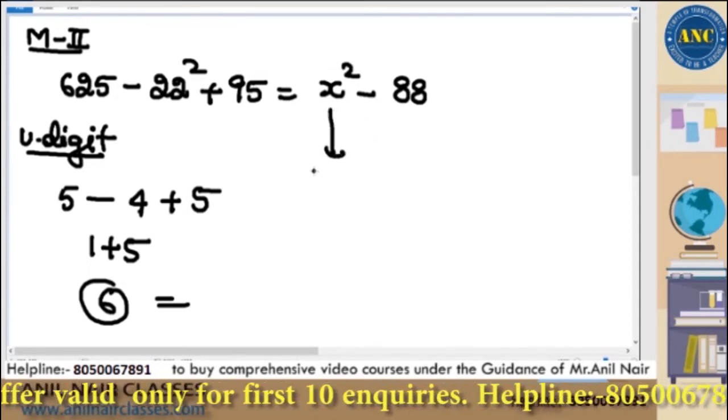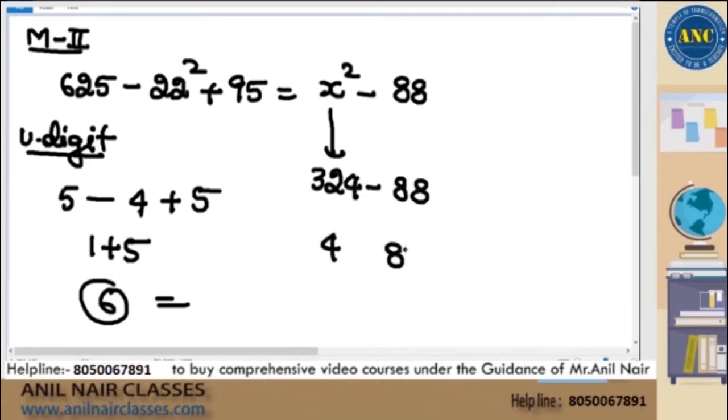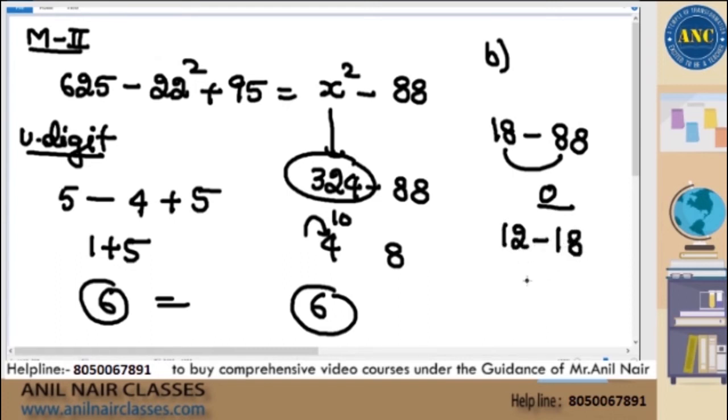So what is the answer? I took 324 minus 88. 4 will not go in 8, 10 carried. 14 minus 8 is 6. So answer is 324. I hope it is clear. If I take the first option, 18 minus 88, 8 minus 8, I will get 0. If I take the second option, 12 minus 88, 2 minus 8 will not go, it is 4. First option out, second option out. 144 and 324 already we did. 144 is incorrect because the left hand side is not matching with right hand side.